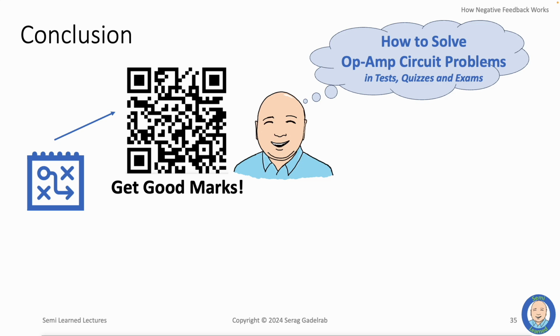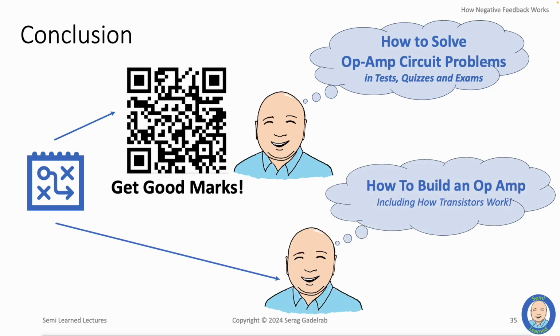Alternatively, if you want to explore how one builds op-amps out of basic electronic components, then you will want to proceed to our next future episode titled How to Build an Op-Amp. All you need for that episode is a basic understanding of resistor circuits. We will explain the basics of how transistors work and how you can use them to build an op-amp.